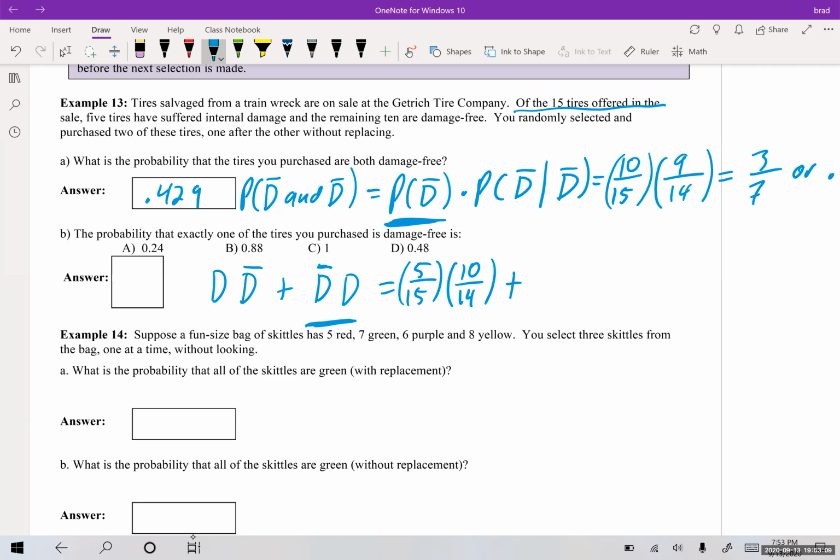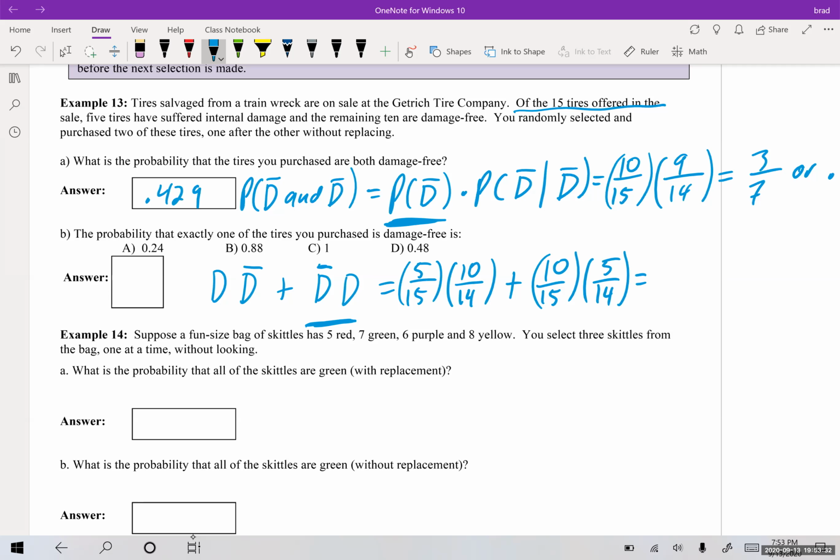We're pretending this is a different situation. Now we're finding this other situation that could have happened. Now we're restarting over and setting it up. Damage-free would be 10 out of 15. And what's the probability of the next one being damaged? Well, that would be 5 out of 14.